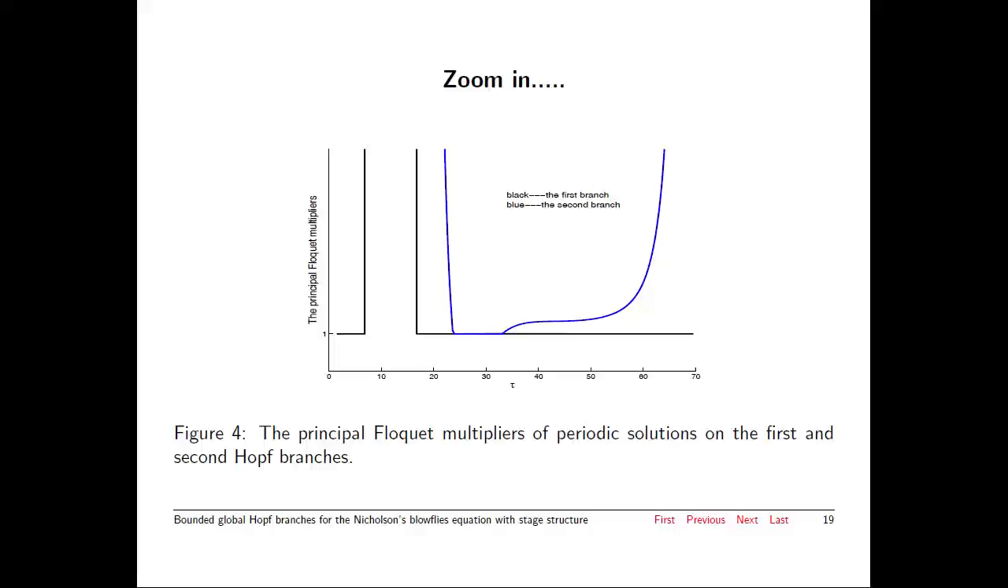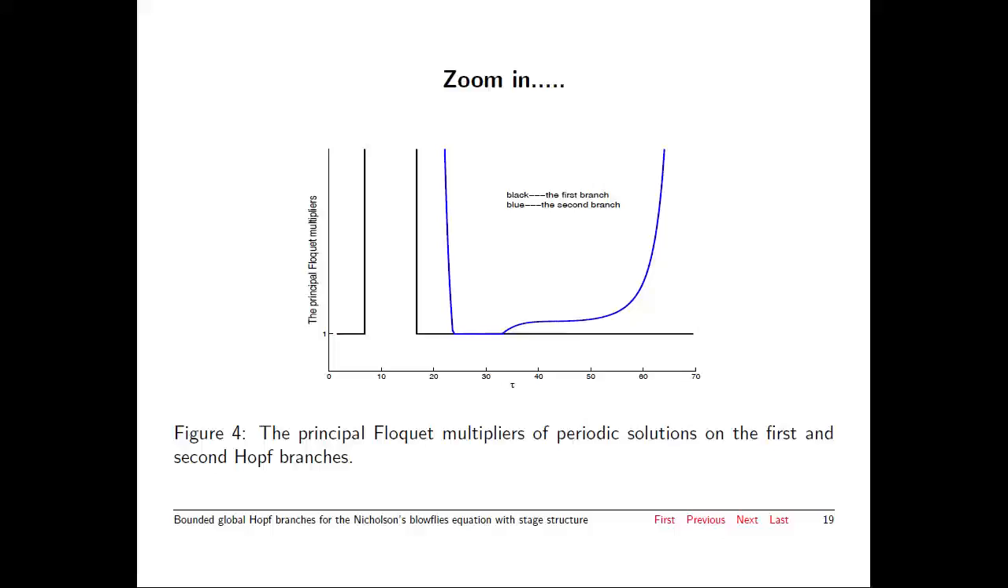On the first branch, we can see at first the periodic solution is stable. So when we increase the time delay tau to here, across the first critical value, the stability of the periodic solution changes from stable to unstable. And if we continue to increase the time delay and cross the last critical value around here, the stability of the periodic solution changes from unstable to stable again. So the stability of the periodic solution on the first branch is stable, unstable, stable.